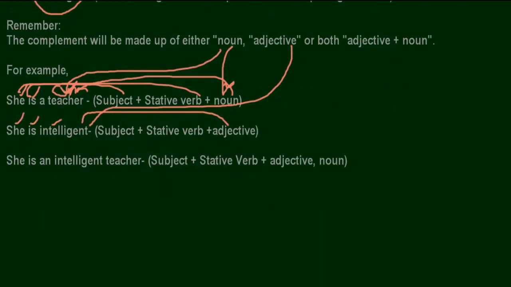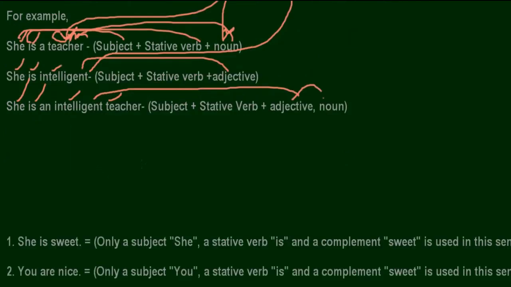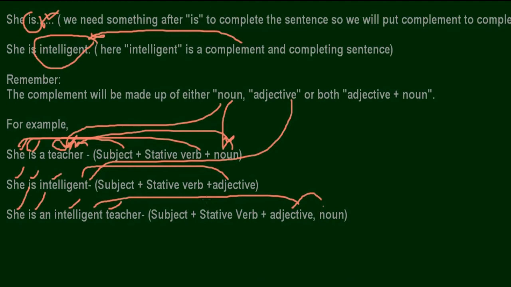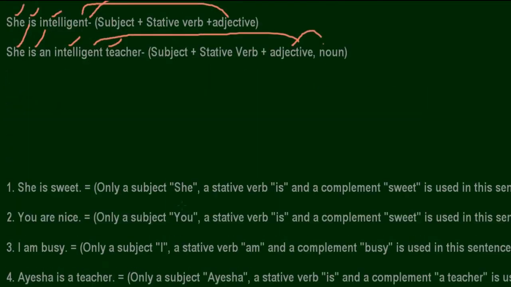The third one: in the same way, we have another sentence. She is an intelligent teacher. She is the subject, is is a stative verb, intelligent is an adjective, and teacher is a noun. So it is adjective and noun. It is a complement. Subject, stative verb, and complement. I hope it is clear now because it is completing the sentence. Let's explore some more sentences.